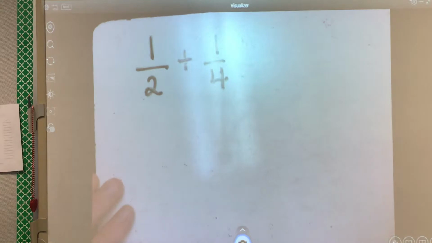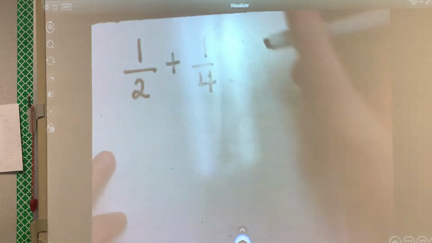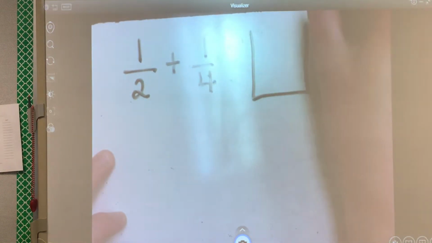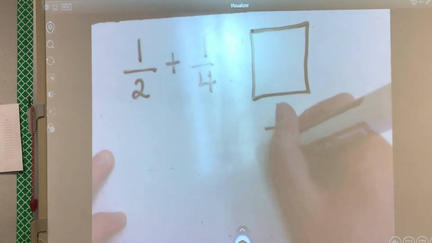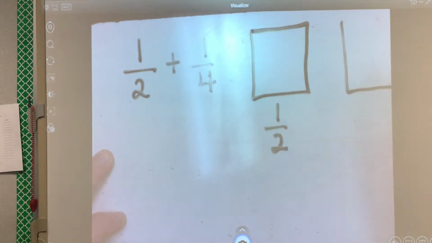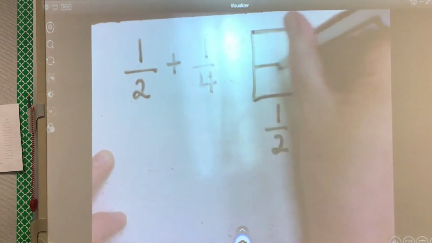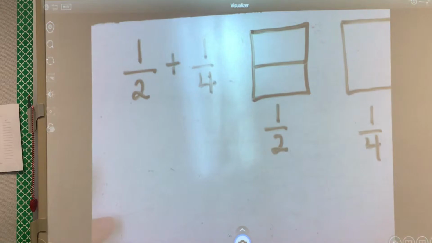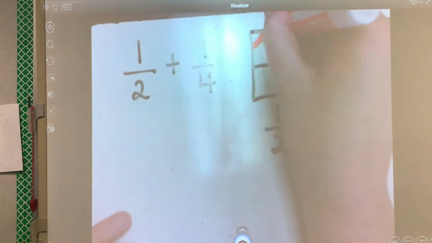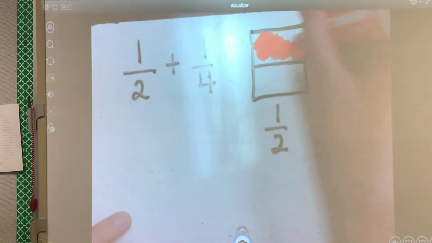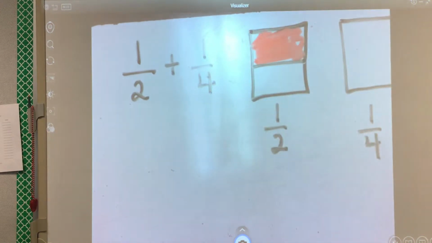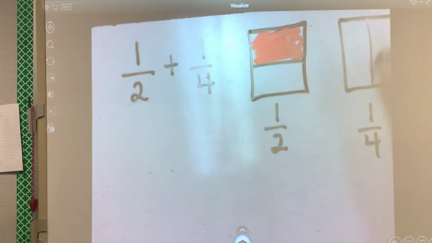Okay, so when I use the modeling method, what I'm going to do is make two boxes, one for the 1/2 and one for the 1/4. And then I'm going to break this one in half, and I'm going to show 1/2. And then in the other box, I'm going to make fourths. And I'll use a different color to show the 1/4.